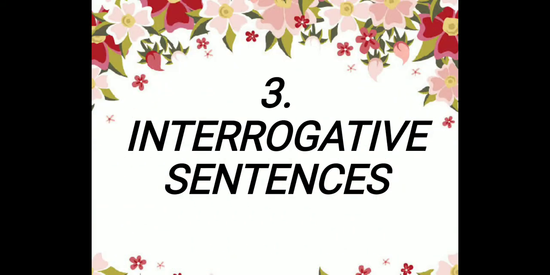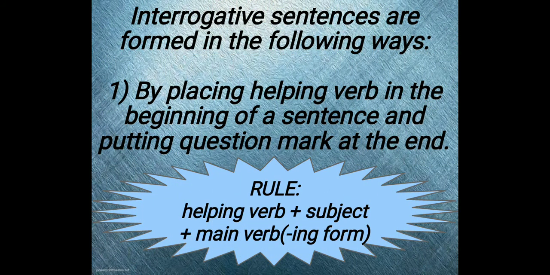Now the third kind is interrogative sentences. Interrogative sentences are formed in the following ways. First one is by placing helping verb in the beginning of a sentence and putting question mark at the end. And its rule is helping verb plus subject plus main verb. And children, we are going to use ing form of the verb.